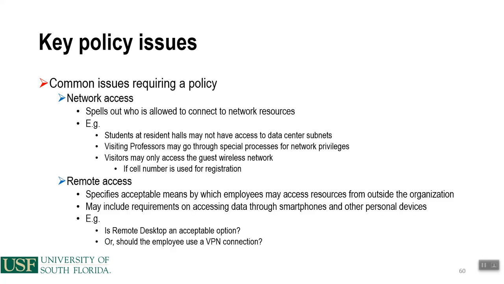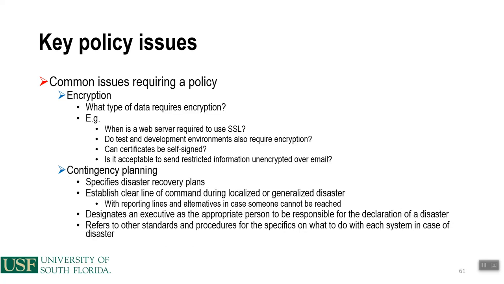Other common issues that require a policy are network access. Who gets access to what part of the network? Another one is remote access. Who gets access remotely? Who can access the network from an outside computer? Other ones are encryption. So what type of data requires encryption and what type of encryption is in place?